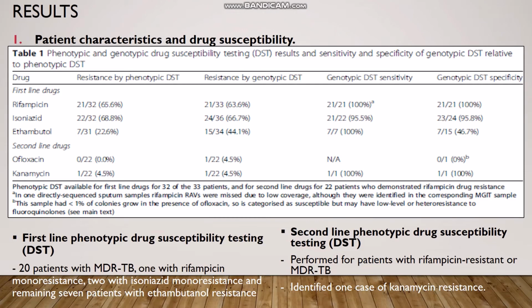For the results, we will be discussing patient characteristics and drug susceptibility, genetic diversity, and finally genetic diversity in drug resistance genes. In patient characteristics and drug susceptibility, first-line phenotypic drug susceptibility testing, DST, found 20 patients with MDR-TB, where there was only one with rifampicin monoresistance, 2 with isoniazid monoresistance, and the remaining 7 patients with ethambutol resistance. Second-line phenotypic DST was performed for patients with rifampicin-resistant or MDR-TB and successfully identified 1 case of kanamycin resistance.